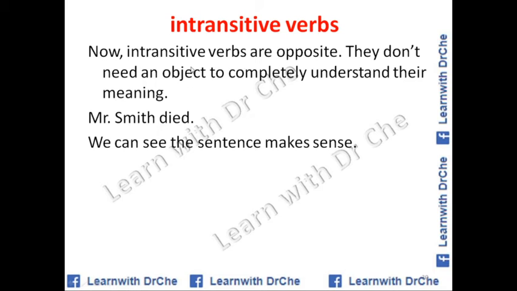Intransitive verbs are those verbs that are opposite to transitive verbs. And you will laugh. They're opposite because they don't need an object. They don't need an object to completely understand their meaning. Mr. Smith died. We don't need to use any object here. He died. Or Mr. Smith laughed. Mr. Smith laughs. So this is a complete sentence. Its meaning is complete. It is understandable. The object is not obligatory.